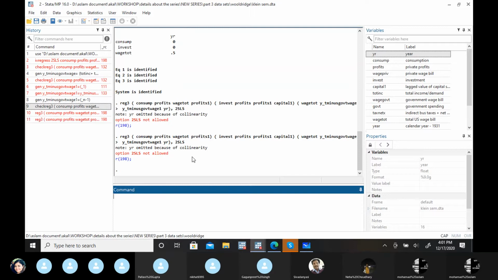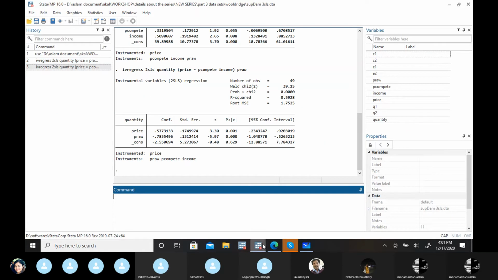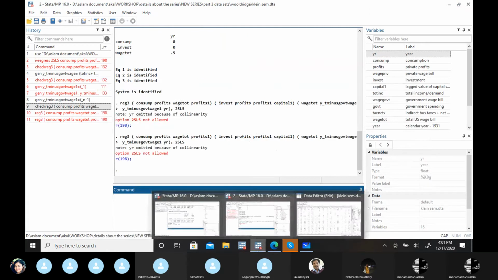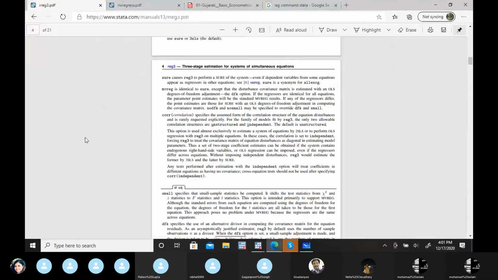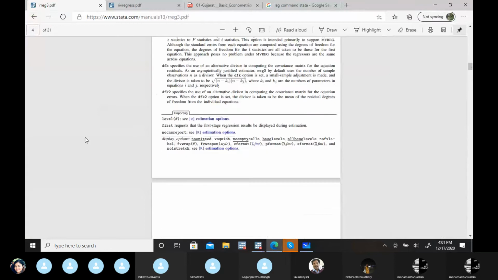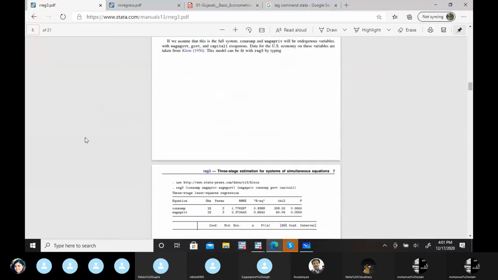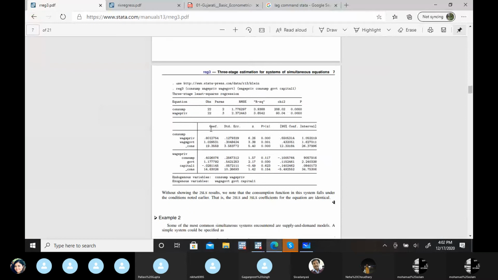Okay, so it's saying that because of collinearity, this command is not allowed. In that case, let's apply the IVREG command. These are the two different commands for OLS, instrumental variable regression, or this reg3. Any of these commands you can use. The benefit with this reg3 is that with this particular command you will get coefficients simultaneously.